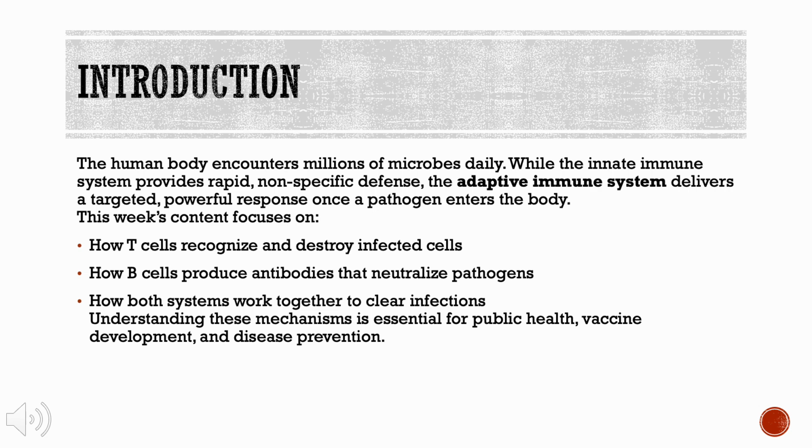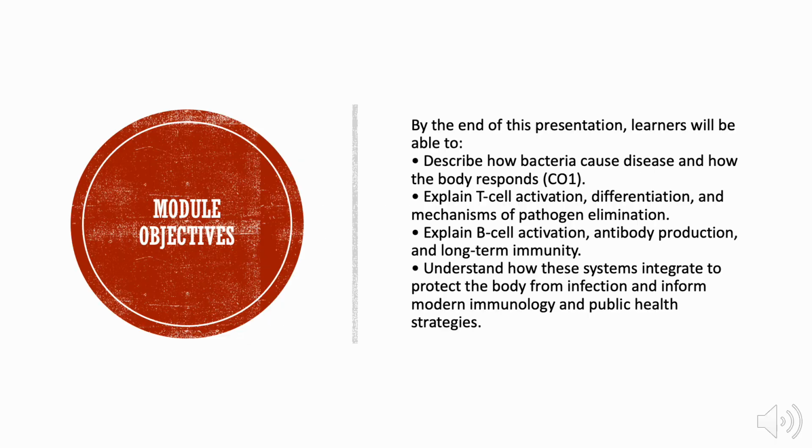While the innate immune system responds quickly, it is the adaptive immune system that provides a precise and long-lasting defense. This week, we learn how T cells and B cells work together to identify infectious organisms and activate powerful immune responses that help us recover. These two branches form the core of adaptive immunity, which is the focus of today's presentation.